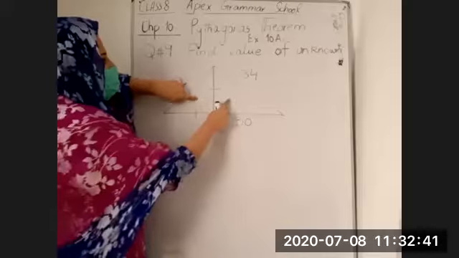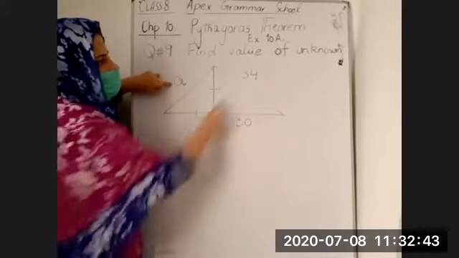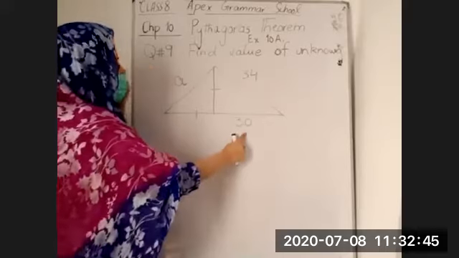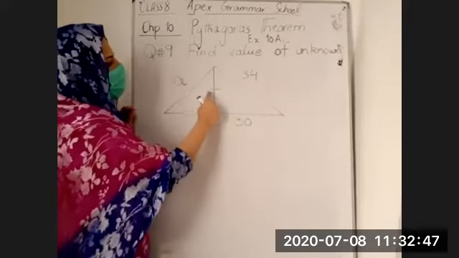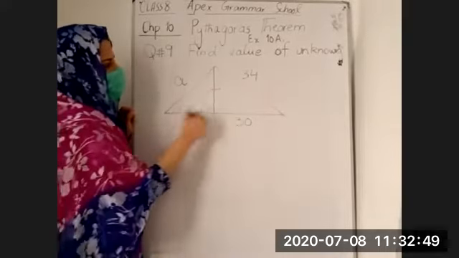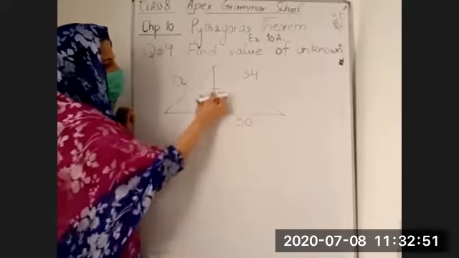This one and that one. We have to find this value of A. This side is 34 while the other one is 30. If I could find out this length, these two will be equal. So I'm going to use this triangle to find out this value.